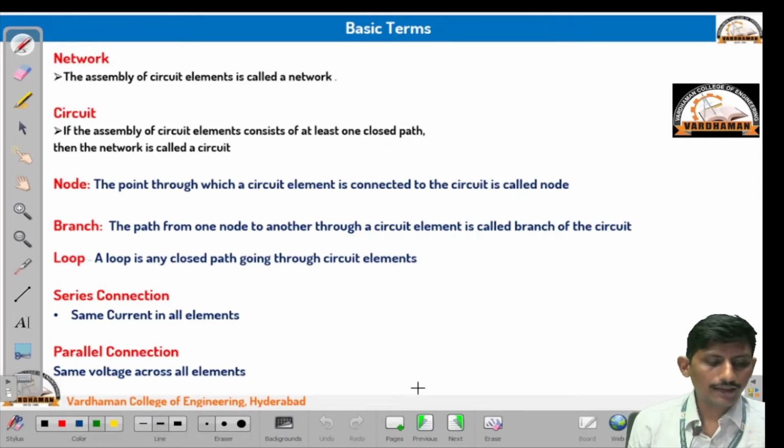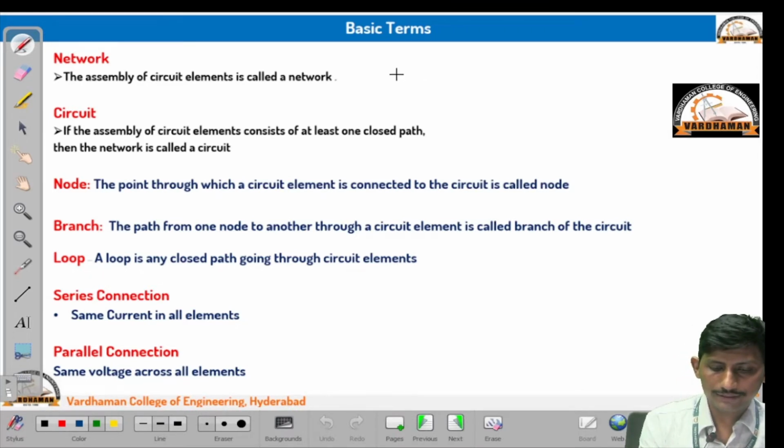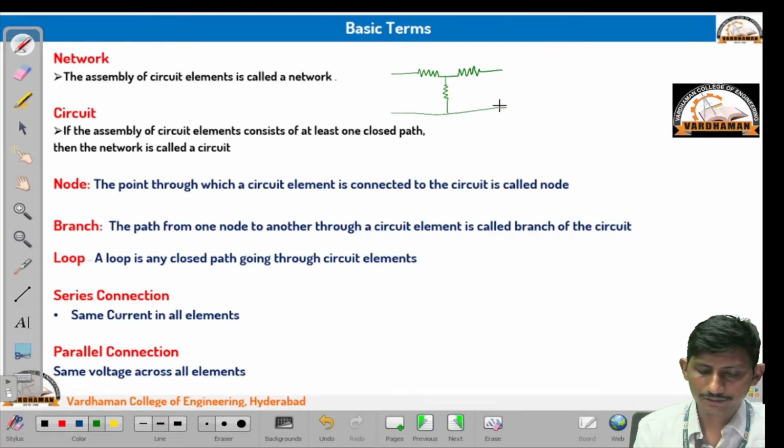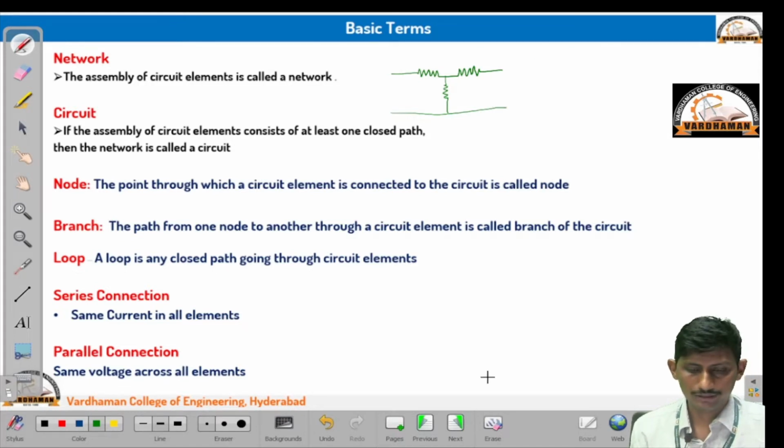Network is an assembly of circuit elements. For example, let us take this one. I am taking two resistors in series and one resistance like this. So, this can be called a network. There is no necessity of any sources to be connected, and there is no necessity of any closed path for a network. The next one is circuit.